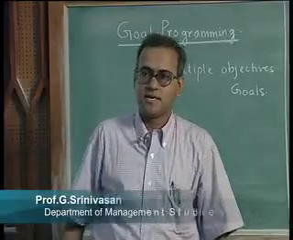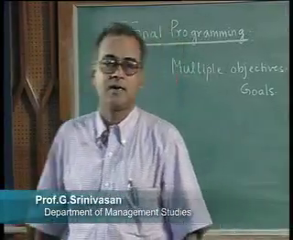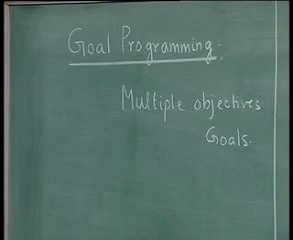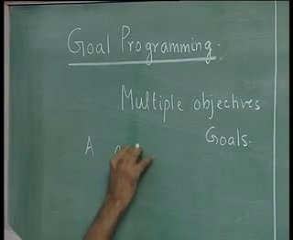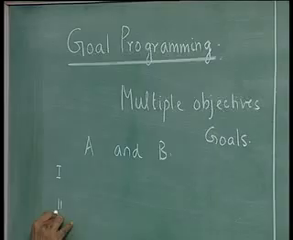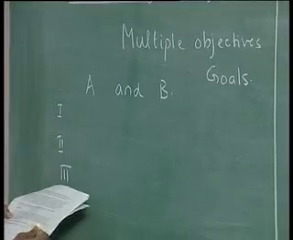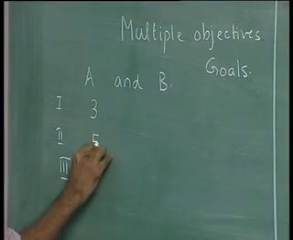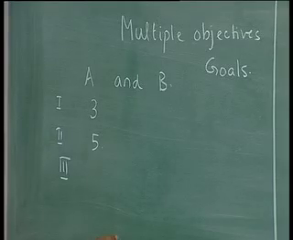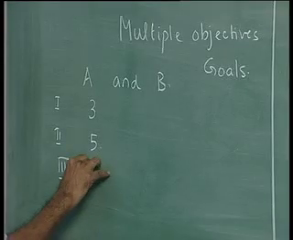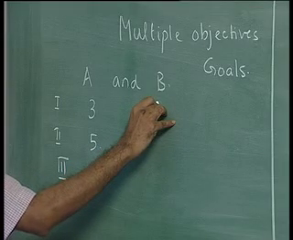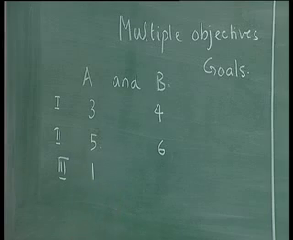have multiple objectives. As usual, we will take a small example and then try to illustrate how these multiple objectives or goals are met. So, let us look at a problem. Say for example, you make two products A and B, and say they are made out of three chemicals 1, 2 and 3. A requires 3 of 1 and 5 of 2, and 1 of 3, B requires 4 of 1 and 6 of 2.